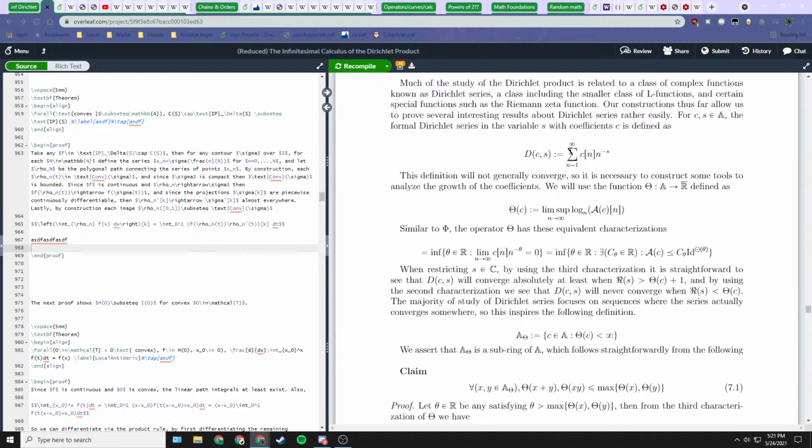The set A sub theta is just the set of whatever coefficient sequences where the summation converges somewhere. Because of course, if the coefficient sequence grows too quickly, then this will never converge. So A sub theta is just wherever they converge somewhere.